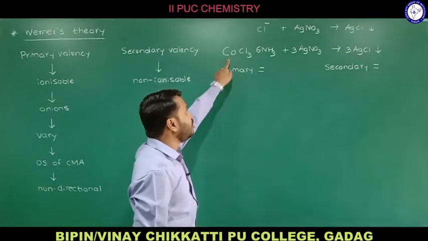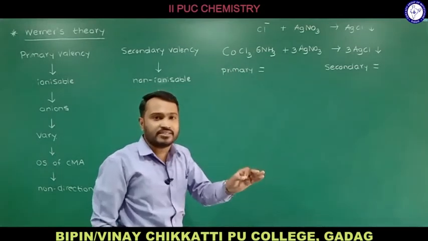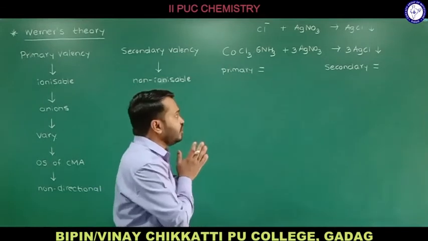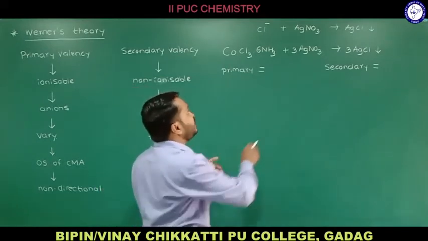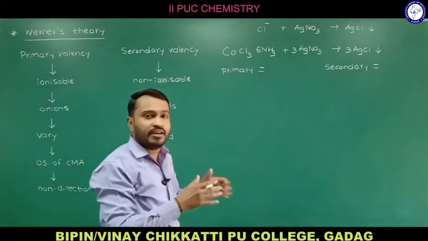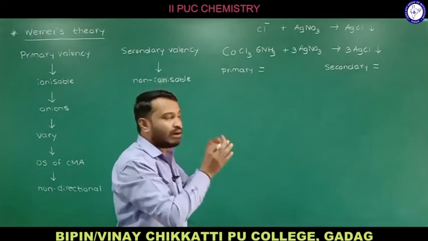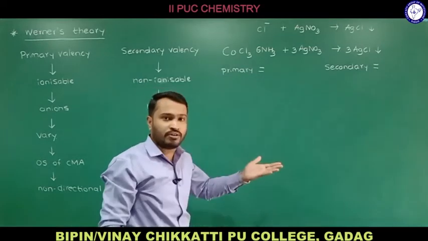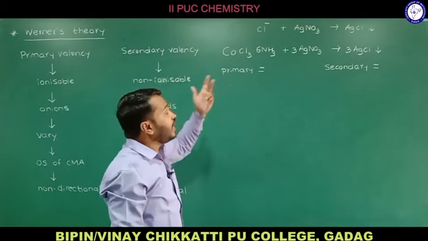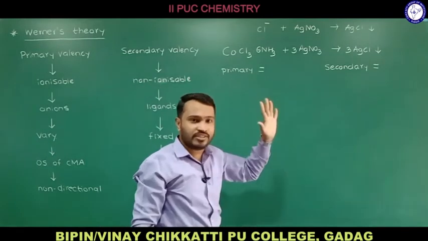So this central metal atom contains two types of valency, primary valency and secondary valency. That is according to Werner. Now, as I said, in the general case the Cl minus should be in the form of ion and should undergo ionization. Only ionizable Cl minus reacts with AgNO3, and you will get AgCl.